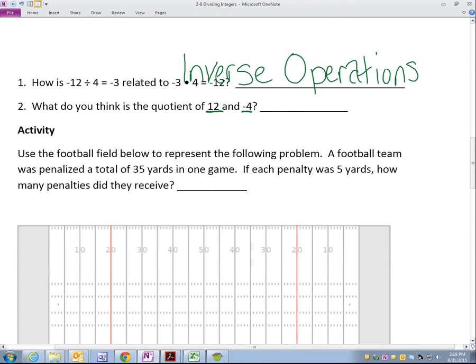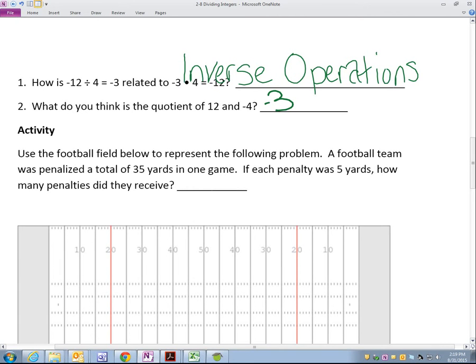And look how similar it is to here. Here's a -12 divided by 4. Okay, Michael? It's going to be -3. What do you think is the quotient? It's going to be -3. Once again, we have a situation where if you have one negative integer, the quotient is going to be negative. If you have one positive integer, the quotient is going to be positive.